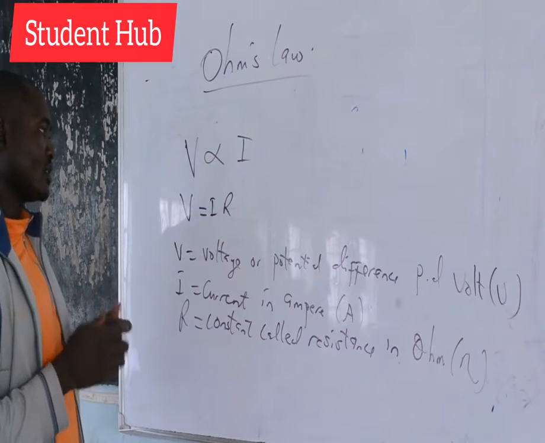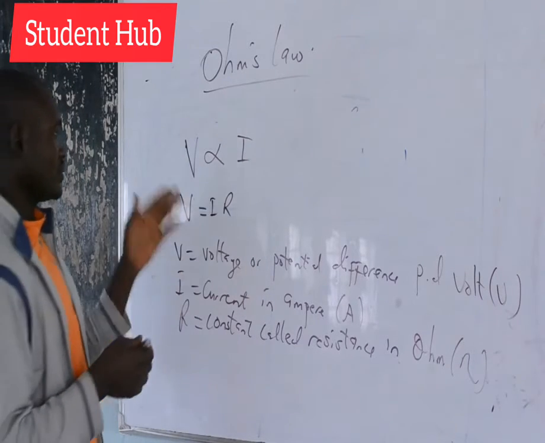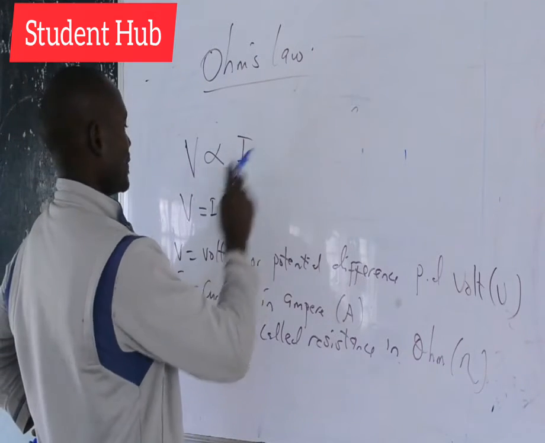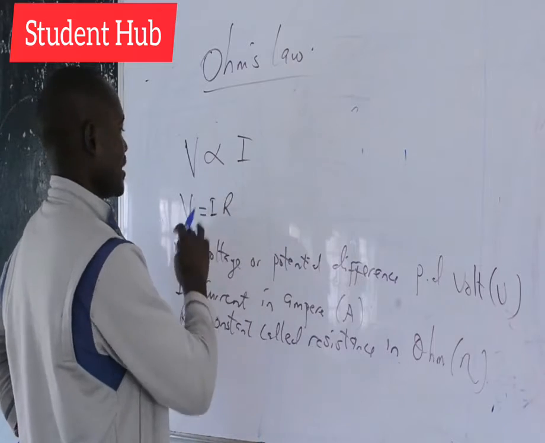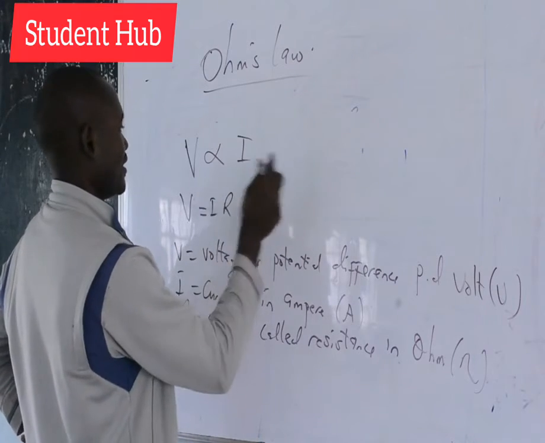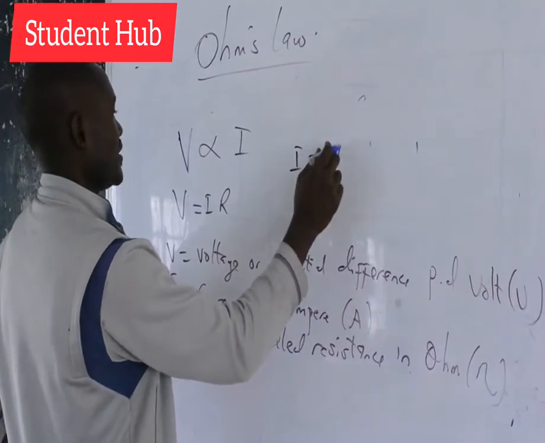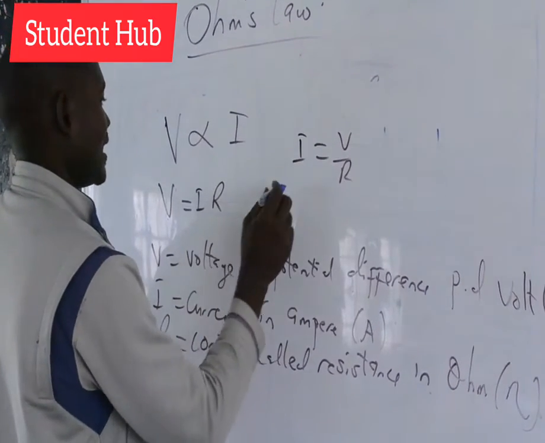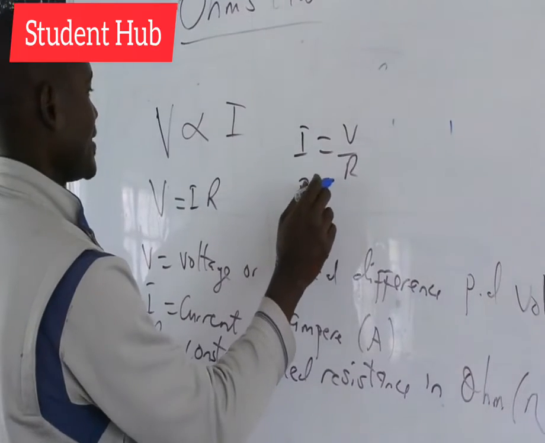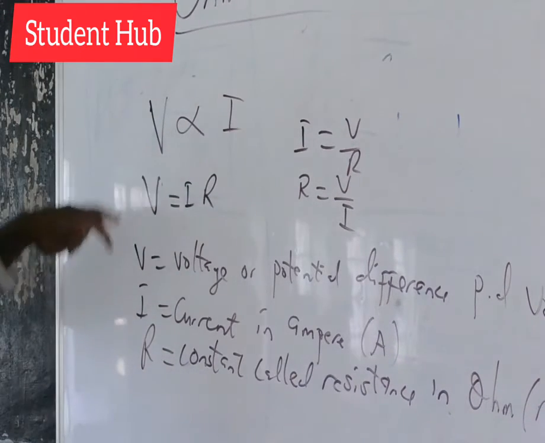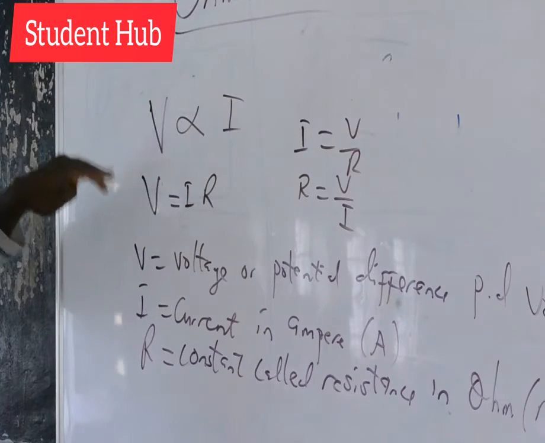Constant in ohms. So from the formula here, we can make I the subject of the formula, and make R the subject of the formula. If we make I the subject, we have I equals V over R. Making R the subject, R equals V over I. These formulas are very important. We're using them all through.